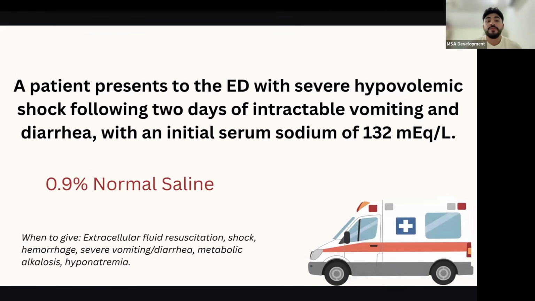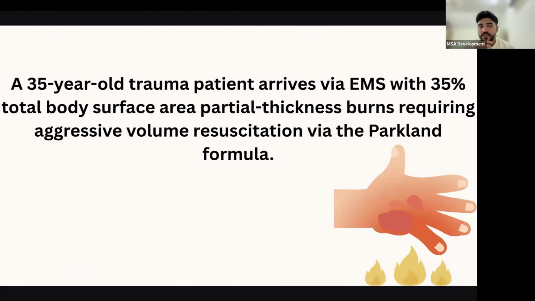Why normal saline? Because first of all, he's in a hypovolemic shock. We go to the ABCs, okay? His airway is, let's say, fine. His breathing is fine. His circulation is failing, right? So this is where I intervene and I resuscitate the patient by giving him crystalloid. And the best one that you're going to give is going to be normal saline. You'll give it when you need to provide extracellular fluid resuscitation, when they're having shock, hemorrhage, severe vomiting and diarrhea, metabolic alkalosis, and hyponatremia. This is your choice.